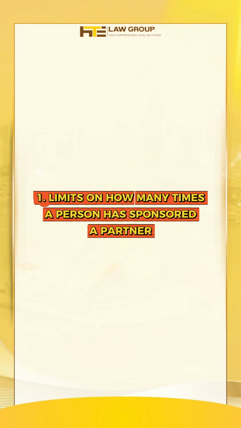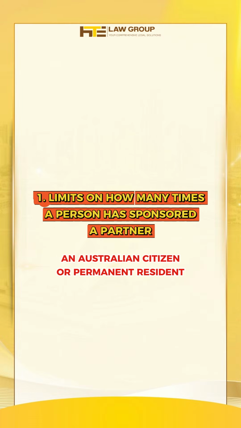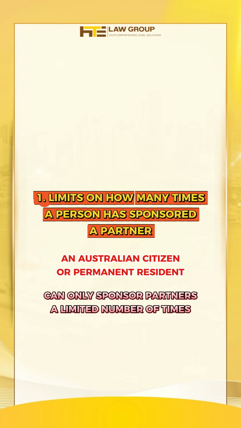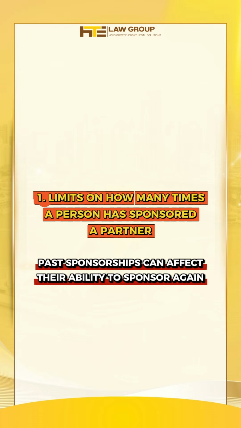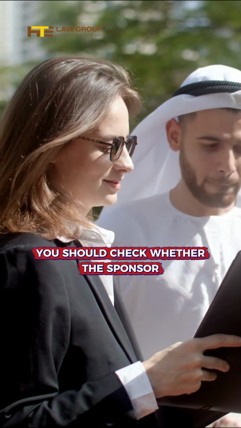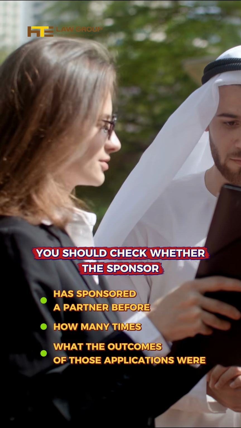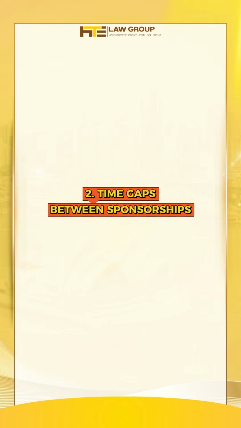1. Limits on how many times a person has sponsored a partner. In many situations, an Australian citizen or permanent resident can only sponsor partners a limited number of times, and past sponsorships can affect their ability to sponsor again. You should check whether the sponsor has sponsored a partner before, how many times, and what the outcomes of those applications were. 2. Time gaps between sponsorships.